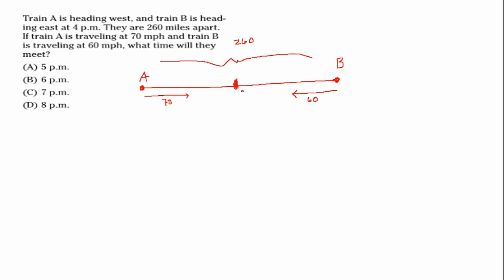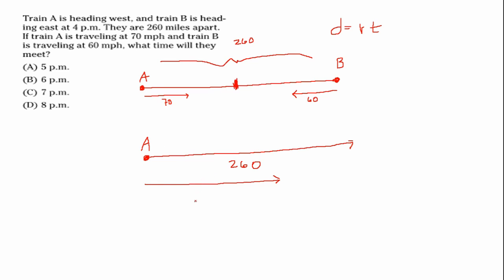I don't like these problems because they force you to use distance equals rate times time and actually do a little cheat. Let me ask you to think about the problem like this. If train A is traveling 260 miles, that is the same distance as above, but train A is traveling at 130 miles per hour, how long will it take train A to go 260 miles? Isn't that the same question?